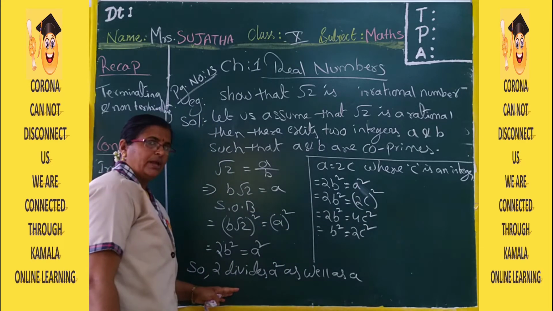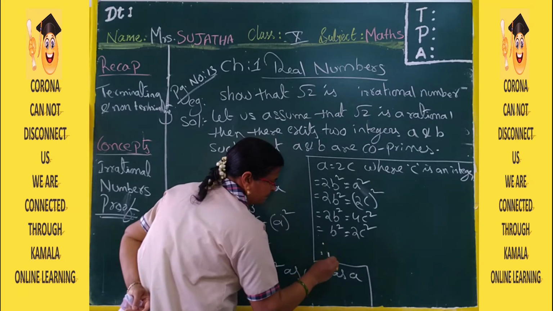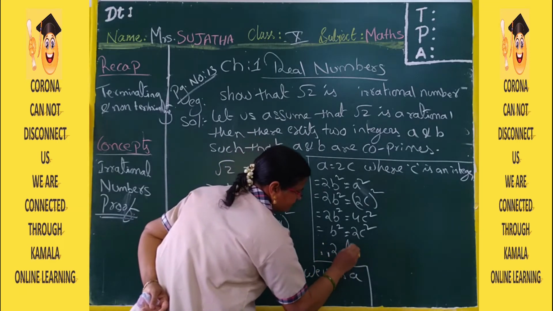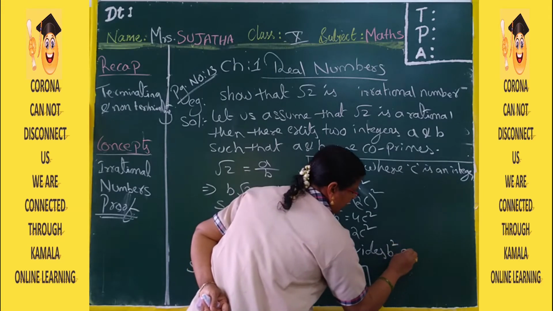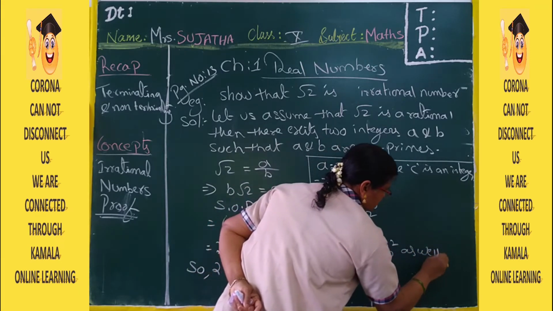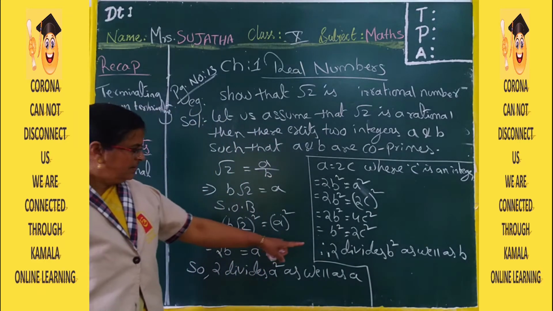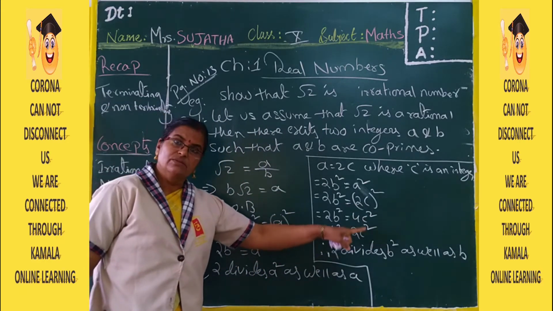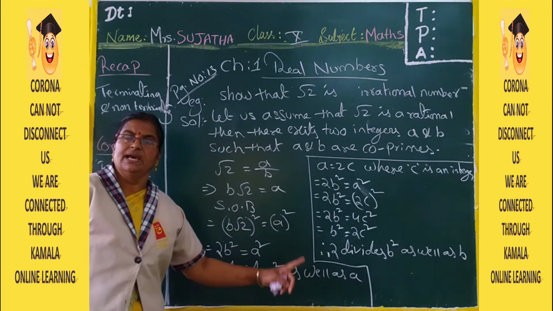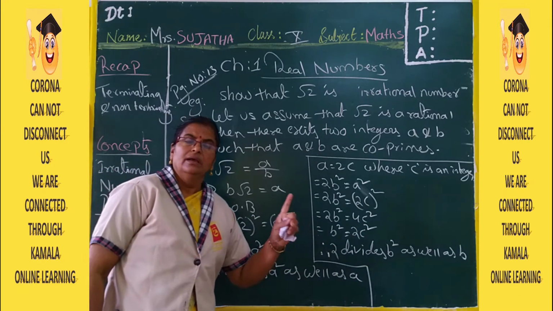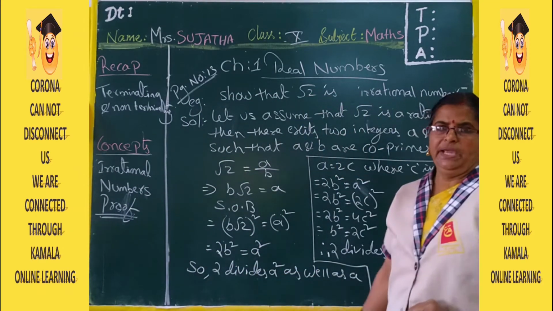How we wrote for a, no? Like that only you have to write. Now, therefore, 2 divides b square as well as b. See, here 2 divides b square as well as b. First, 2 divides a square as well as a. Means 2 is a common factor for a and b.